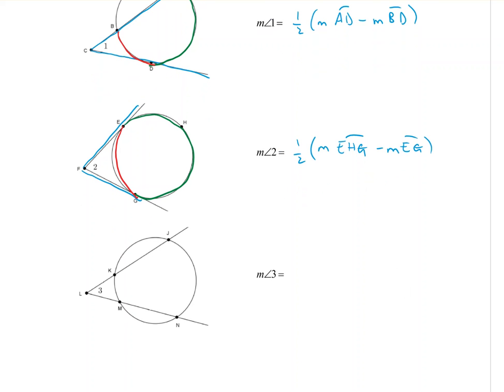And lastly, we have two secants. LJ is a secant, LN is a secant. We have a larger arc that is created by angle 3. We have a smaller arc that is created by angle 3. And again, the measure of angle 3 is 1/2 the measure of the larger arc minus the measure of the smaller arc. That should have been an N.